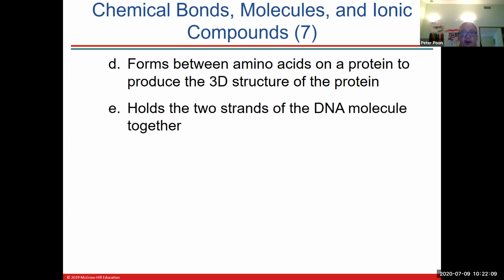It forms between amino acids on the surface of protein to form a 3D structure. It actually holds the two halves of the DNA together. In the middle is literally a whole row of hydrogen bonds. Hydrogen bonds are weaker than ionic bonds, like partial ionic bonds, and they're weaker than covalent bonds. But in biology, hydrogen bonds do a hell of a lot more because there are so many more of them.